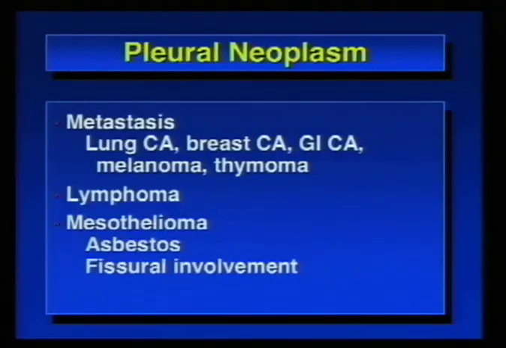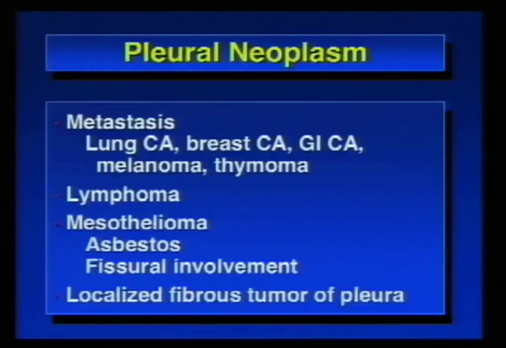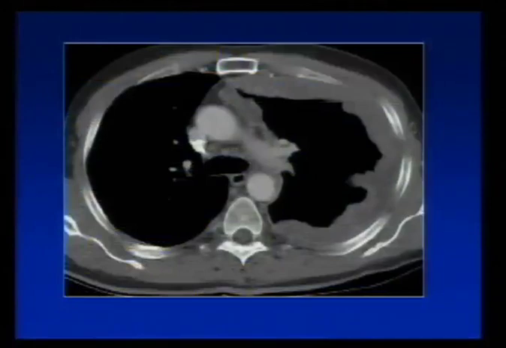It's strongly associated with asbestos exposure, and if you see involvement of the fissure, in other words, nodules or masses in the fissure, think mesothelioma is more likely than other possibilities. So fissure involvement is more suggestive of mesothelioma. It's not diagnostic, but suggestive. And localized fibrous tumor of the pleura, which is not common and not related to asbestos exposure.